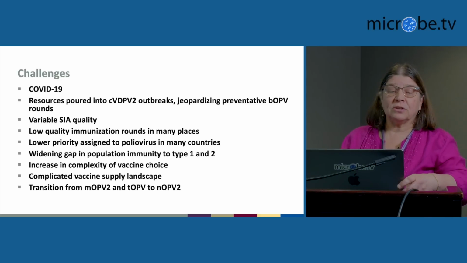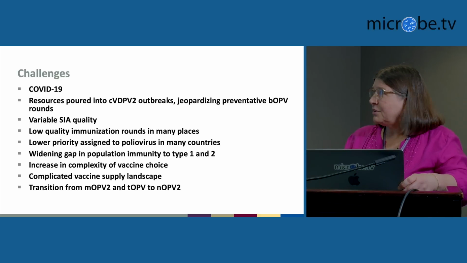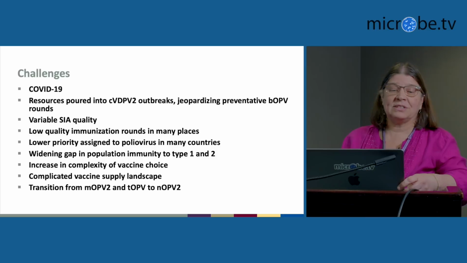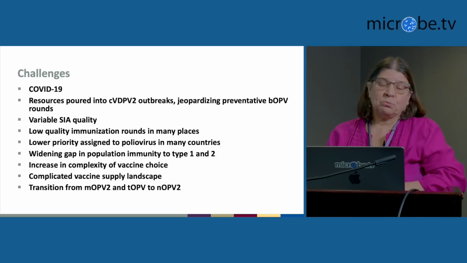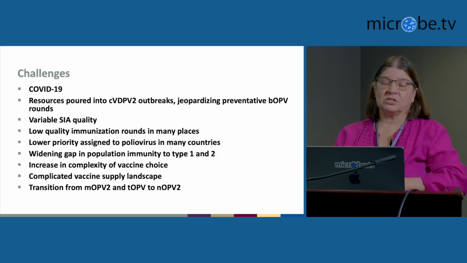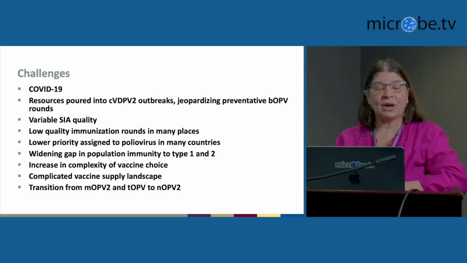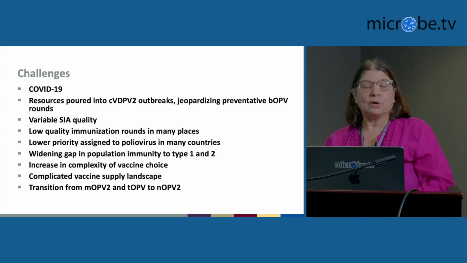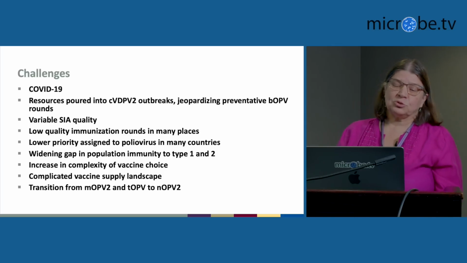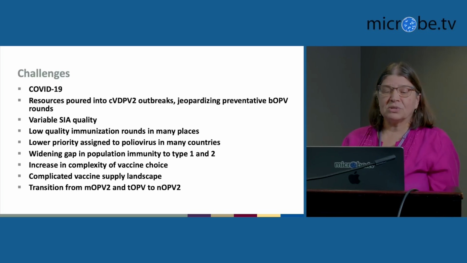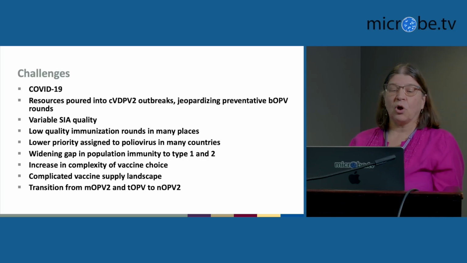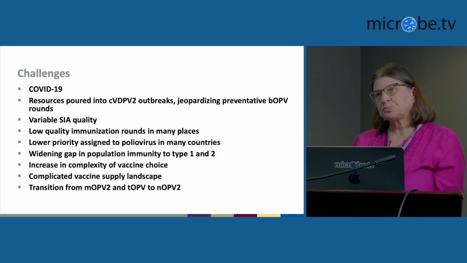So in terms of challenges, there have been many over time. I think COVID-19 was a big challenge in many ways, and you're all very aware of much of that. Resources have been pouring into the cVDPV outbreaks to stop them, and that's jeopardizing the ability to do preventative bOPV rounds. There's variable SIA quality, low quality immunization rounds in many places, and lower priority assigned to poliovirus in many countries, since polio has been gone from many of them for quite a while.